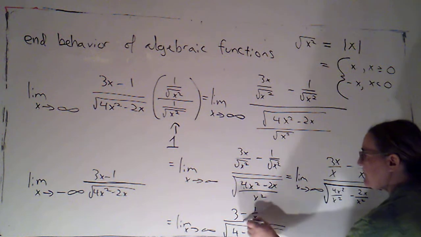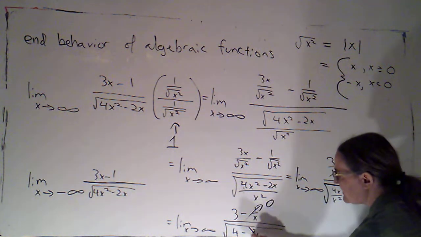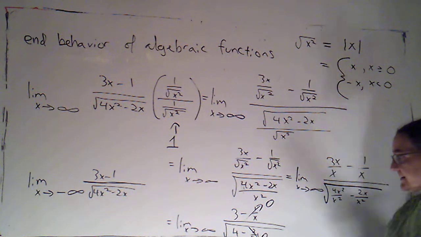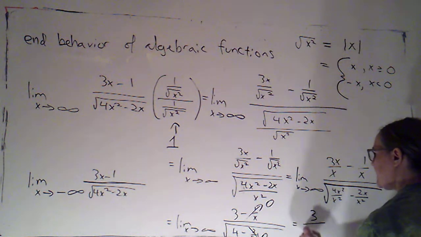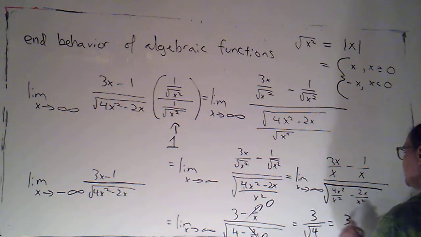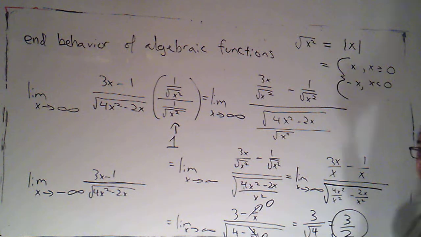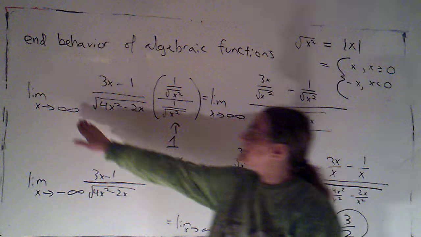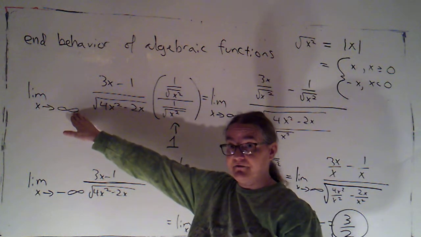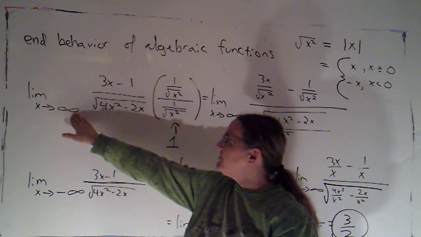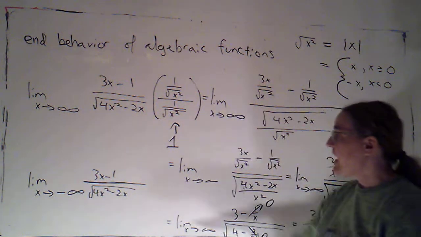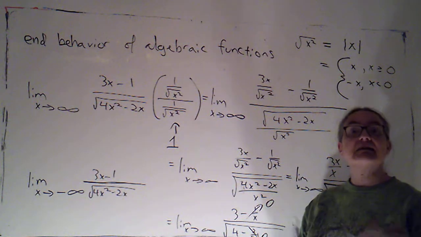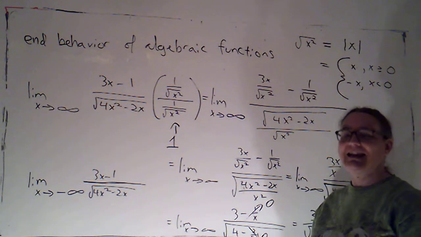And then we're used to the fact that pieces that have x's in the denominator, if x is going to plus or minus infinity, are going to go to 0. And so this is going to be 3 over root 4, which is just 3 over 2. Okay. So that's the value that I get if I take the limit as x goes to positive infinity. What I'm going to do is stop this video here, come back in the next video, and we'll take a look at the limit as x goes to negative infinity and see what we get.